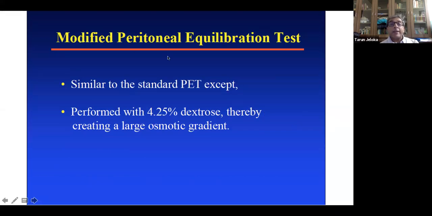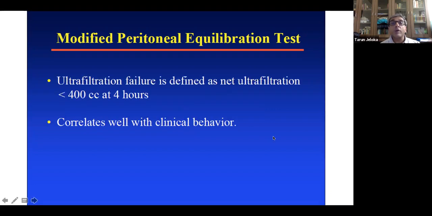What is modified PET? Similar to standard PET, except instead of 2.5%, you use 4.25%. So there are two types of PET: standard PET, which is done with 2.5%, and modified PET, which is done with 4.25%. I will tell you what is the use of doing PET.